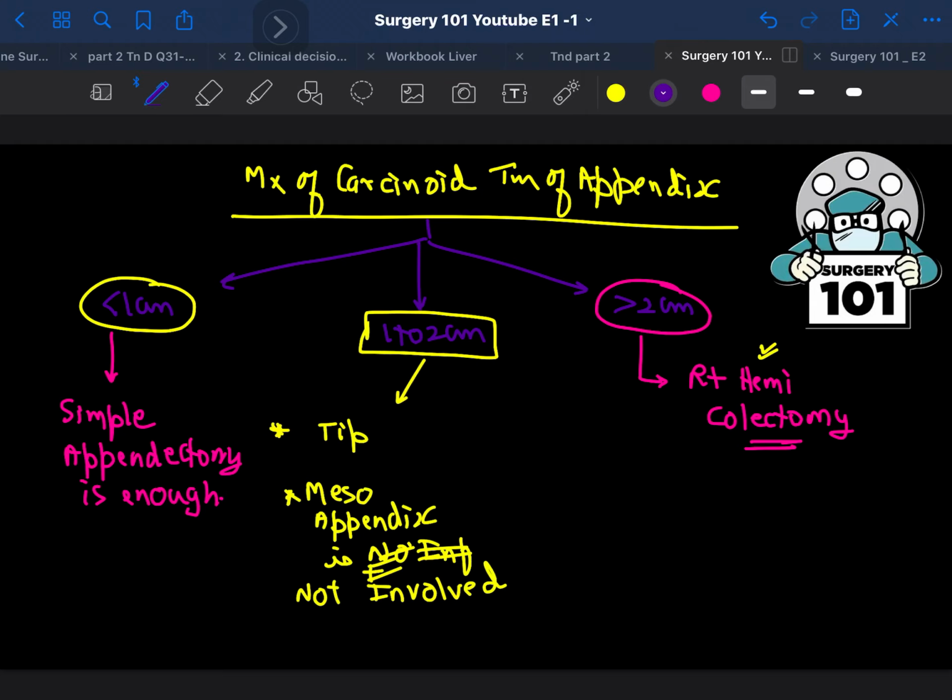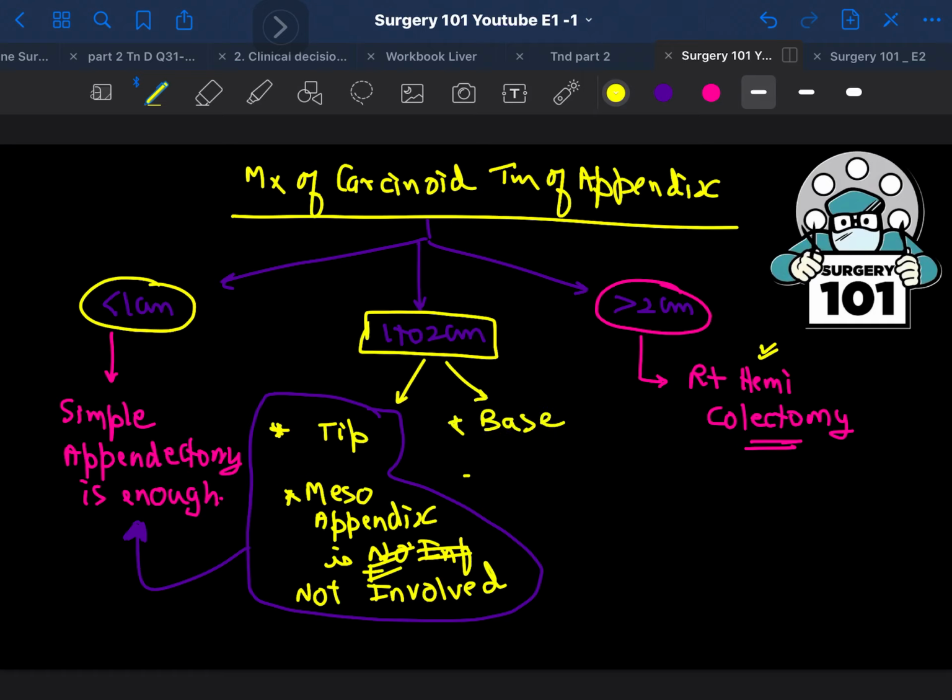Okay, so if it is present at the tip of the appendix or the meso appendix is not involved, then you have to go in for a simple appendectomy. But if it is present at the base of the appendix or the meso appendix is involved, then you have to go in for a right hemicolectomy. Okay, so this is the management protocol. This is how you will manage a patient with a carcinoid tumor of an appendix.